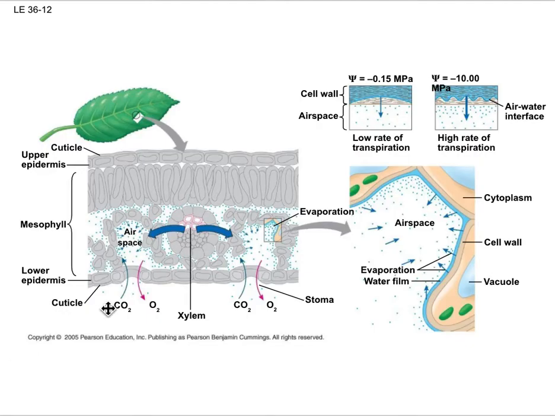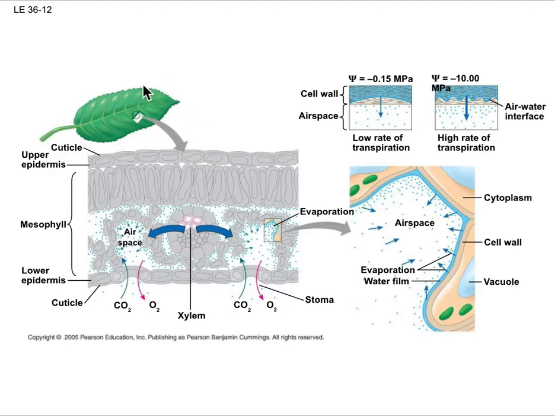Okay, and so the other part is called transpirational pull, and transpirational pull is basically the idea that water, because it's cohesive, will be pulled through the xylem from where there's a lot of water to where there's very little water, and there's very little water in the air.